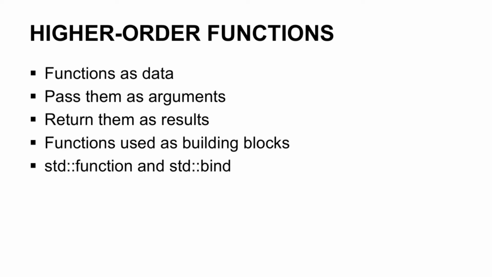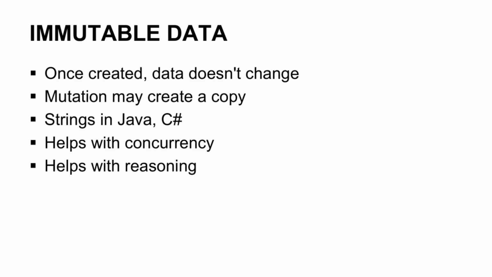C++ has always had this to a certain extent in the form of function pointers, but now we have function and bind in the standard library, which are far more powerful and expressive. The idea that data is immutable is another fundamental principle. Once created, an object doesn't change state, and if a state change is required, a new object is created. Strings in Java and C# already work like this, and it has several advantages.